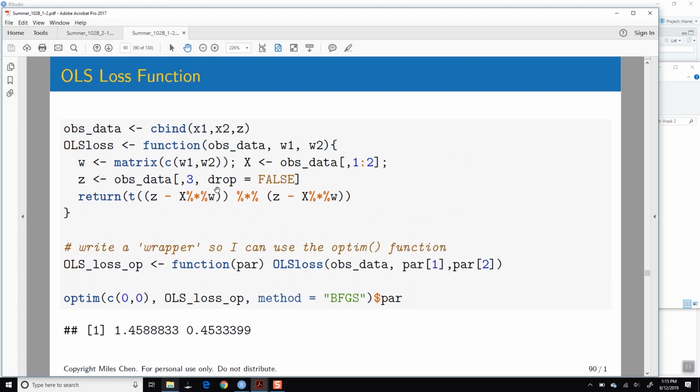So anyway, telling R to use optim to minimize the sum of squared residuals works here. This will allow me to fit in a kind of manual way, and see how modifying the loss function will change our coefficient estimates. Here, the OLS loss takes in our coefficients W1 and W2, I create my W matrix and X matrix, and compute Z minus XW transpose times Z minus XW. That's our sum of squared residuals. Is it okay that we see this returns the sum of squared residuals here?